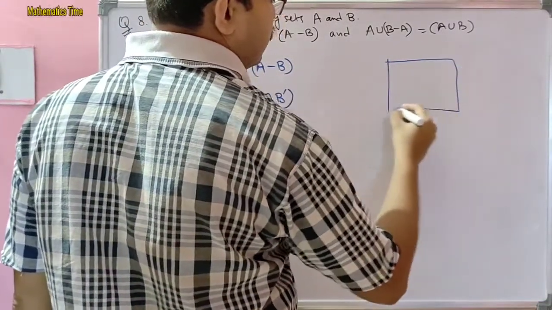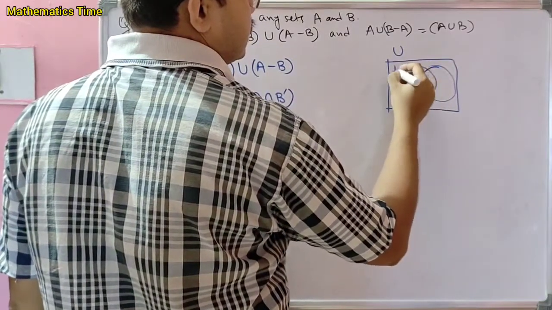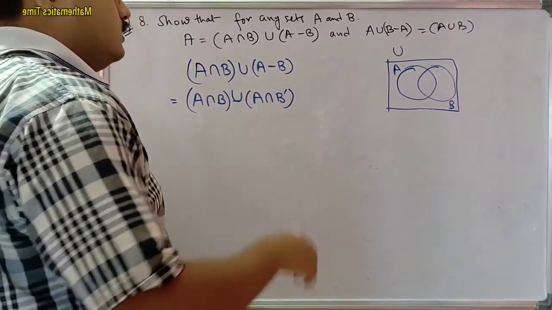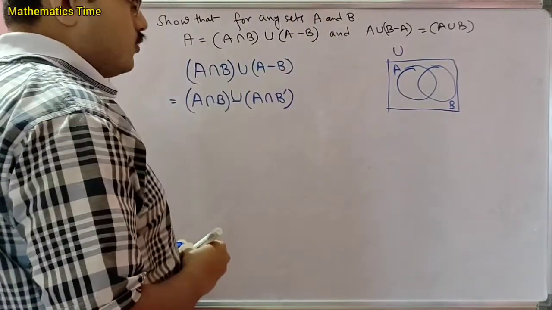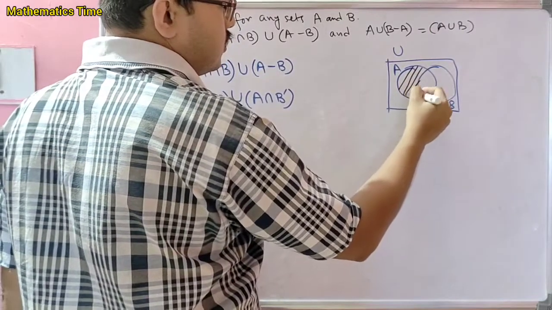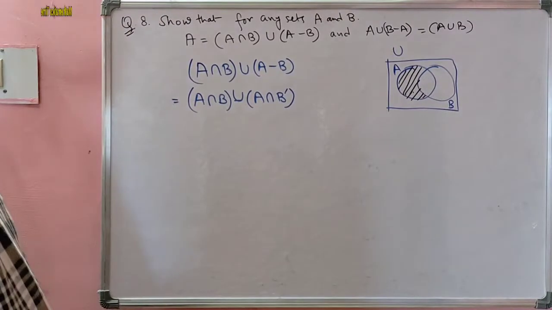This is a small Venn diagram. Okay, this is A, this is B. What will be the portion that will show A minus B? This is the portion. This is the set A minus B, shaded portion.